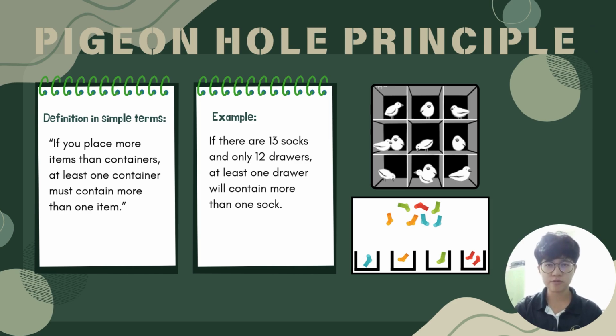The pigeonhole principle is a simple idea. It says that if we put more items than containers, then at least one container must hold more than one item. For example, if we have 13 socks but only 12 drawers, then one drawer must have at least 2 socks. This is the basic idea of how the pigeonhole principle works.